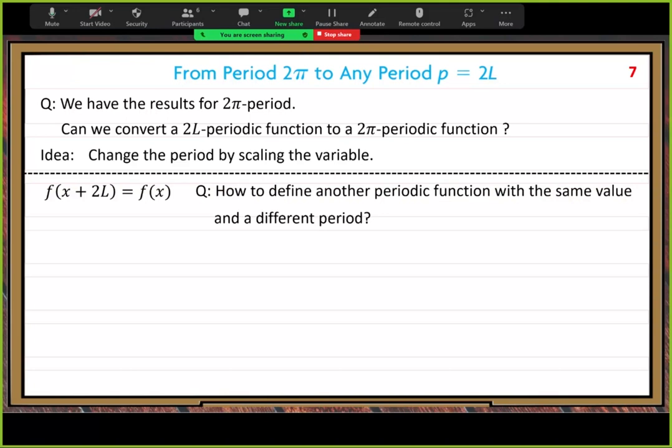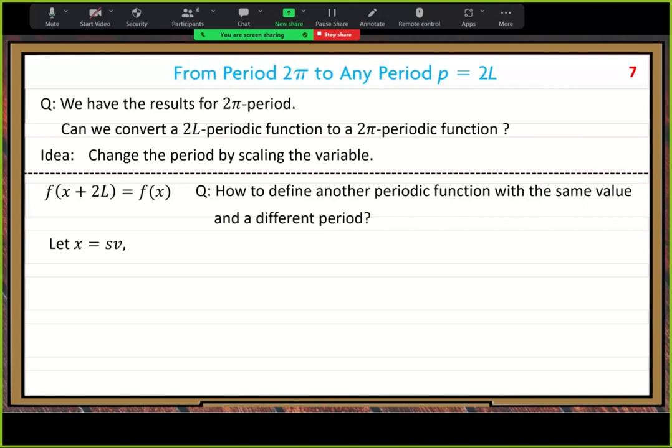All right, question: how to define another periodic function with the same value? We should keep the same value. We don't want to change the function value, right? We don't want to change the function. But we can change the variable, right? Variable substitution. We frequently use variable substitution. Here we just use another appropriate variable substitution to change the variable, with a different period. So here, let x equal s times v. S stands for the scale.